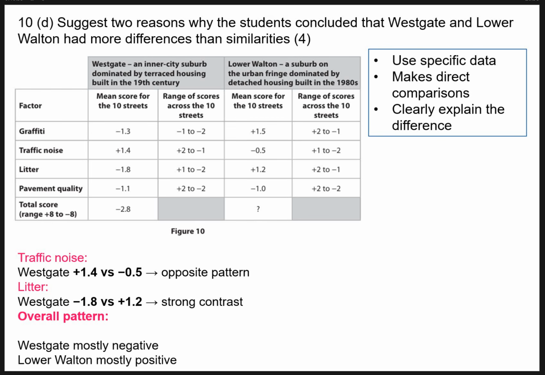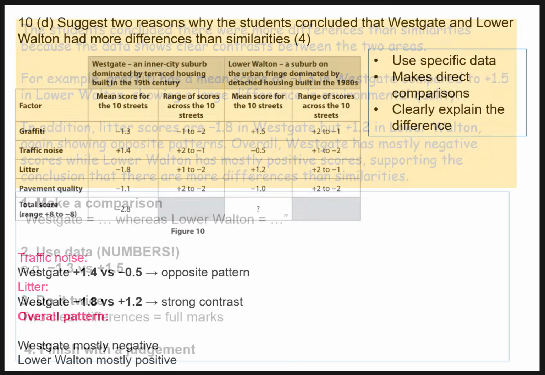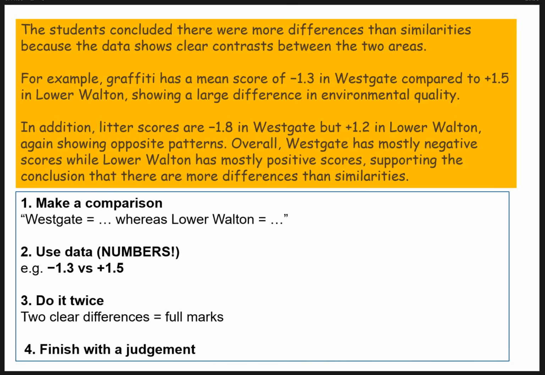Question 10D in this paper suggests 2 reasons why the students concluded that Westgate and Lower Walton had more differences than similarities. So you could talk about traffic noise, litter, or the overall pattern. Make sure you're using specific data. Make sure you use direct comparisons and clearly explain the difference. So I'm giving you a model answer here for you to pause the screen and have a look at. Just remember, with questions like this where you're comparing locations, you get full marks for comparing locations. Use the data, explain differences, and make sure you include a judgment.